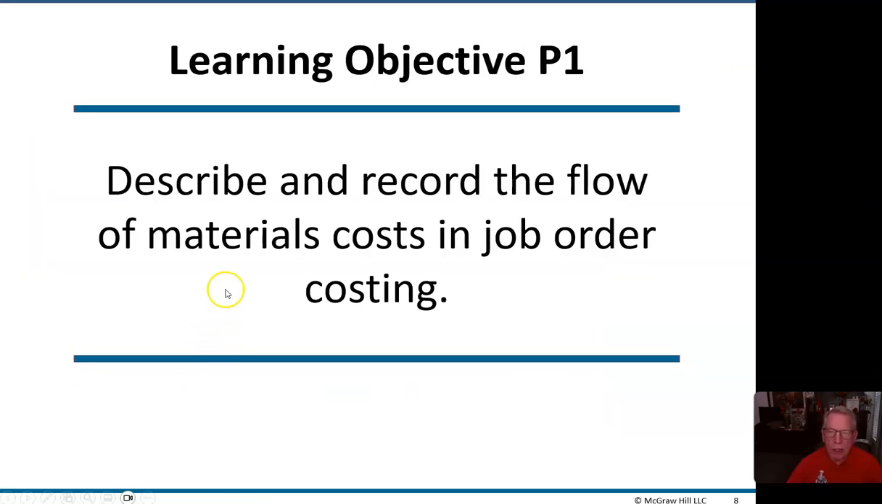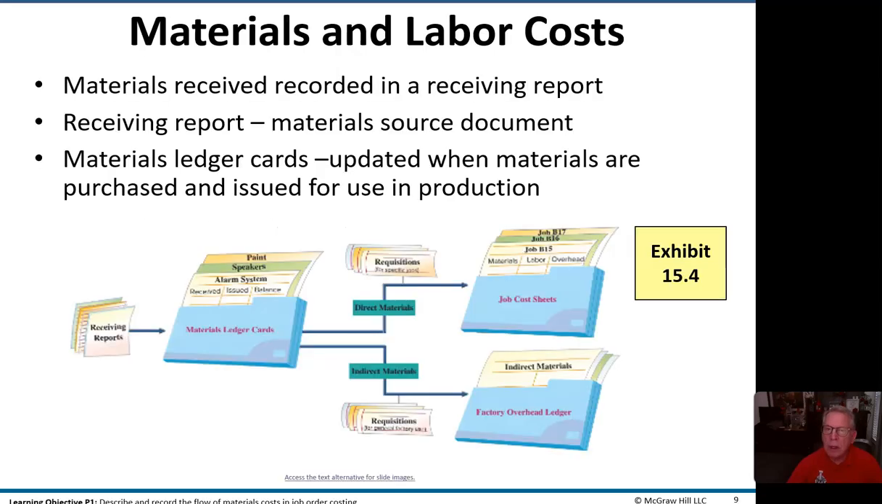So now we'll take a look at describing and recording the flow of material costs in a job order costing system. So here are our materials and labor cost. Materials received are recorded in a receiving report. The receiving report has the materials source documents, and then the material ledger cards are updated when the materials are purchased and issued for use in manufacturing.